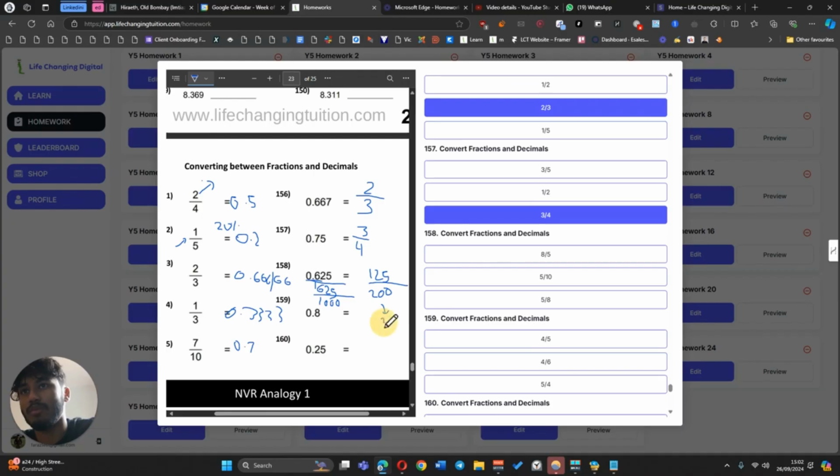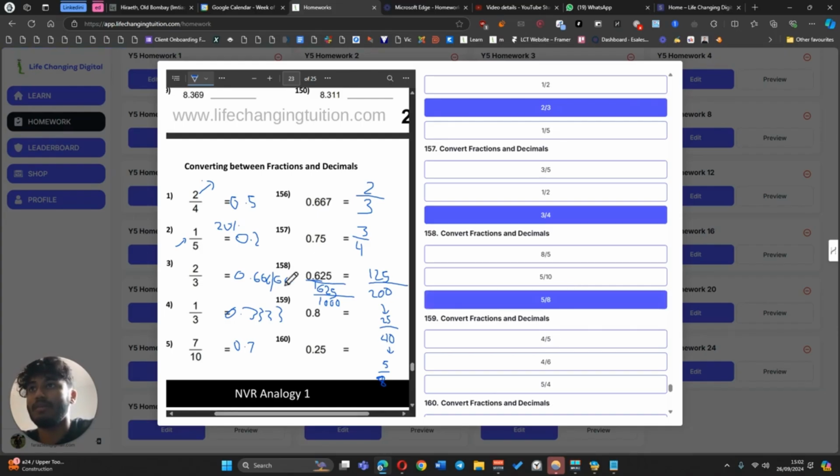If we do it again, we've got 25 for the top, and I think 5 into 200 is 40. Then if you simplify that again, we get 5 and 9, I believe. Sorry, 8 I meant. There we go. 5 over 8, and that's our answer. So you can see, you just make it into a big fraction, then simplify it until we get it.